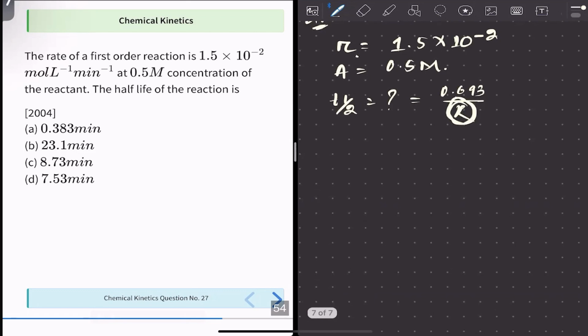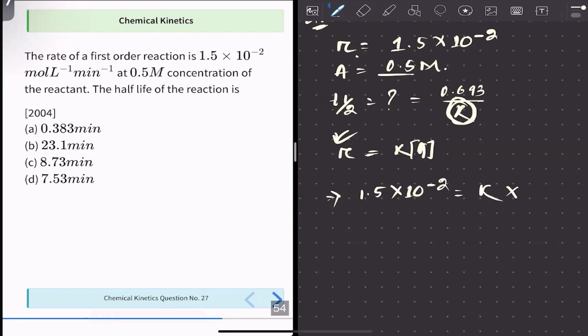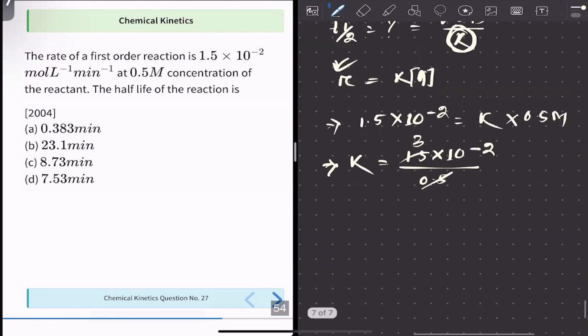So if we write the formula, rate equals K into A, it is the rate law for this reaction. So 1.5 into 10 to the power minus 2 equals K into the A concentration, that is 0.5 molar. K will be 1.5 into 10 to the power minus 2 divided by 0.5 molar. 0.5 cuts into 3. So K will be equal to 3 into 10 to the power minus 2.